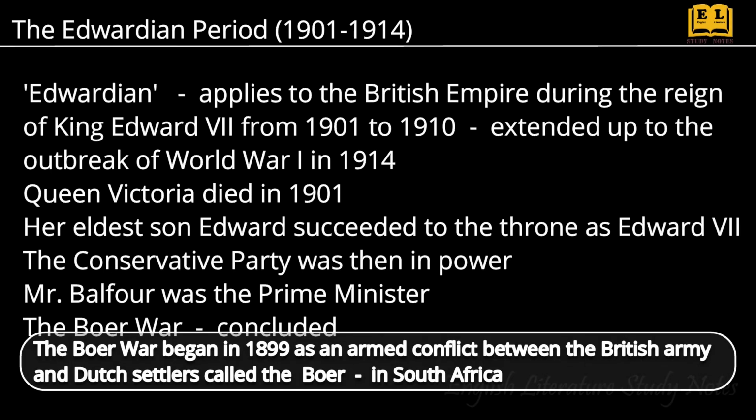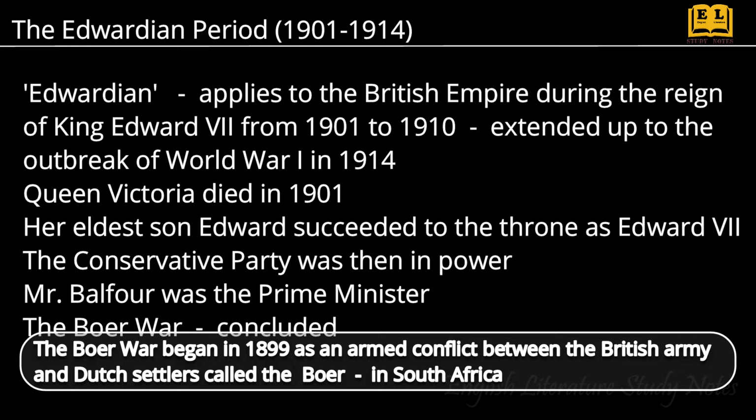Hello all. Today we will learn the Edwardian period. The term Edwardian applies to the British Empire during the reign of King Edward VII from 1901 to 1910, but it is usually extended up to the outbreak of World War I in 1914.